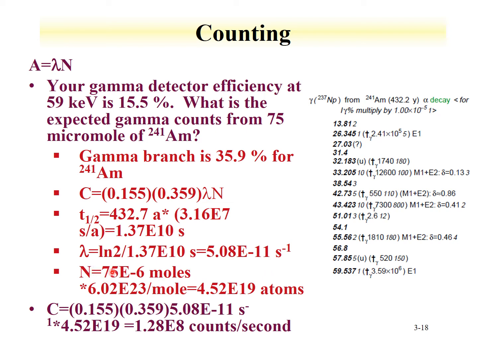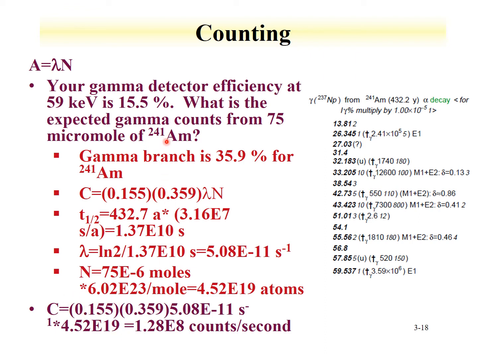So I want to find N. I tell you that there's 75 micromoles of the americium. It tells you how many atoms of americium are present. So activity equals lambda N, right, which is this term. Then I still need to multiply it by the gamma branching ratio and then the detector efficiency. So activity equals lambda N times the gamma branching ratio times the detector efficiency.